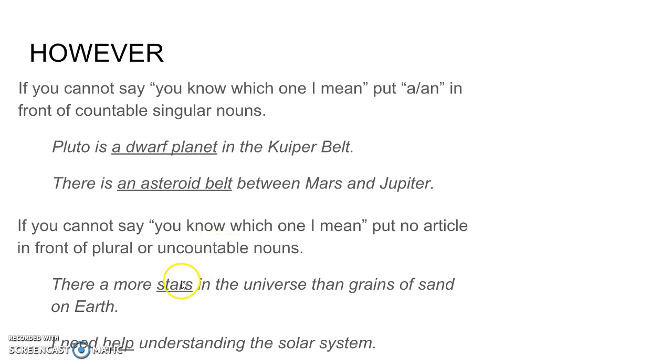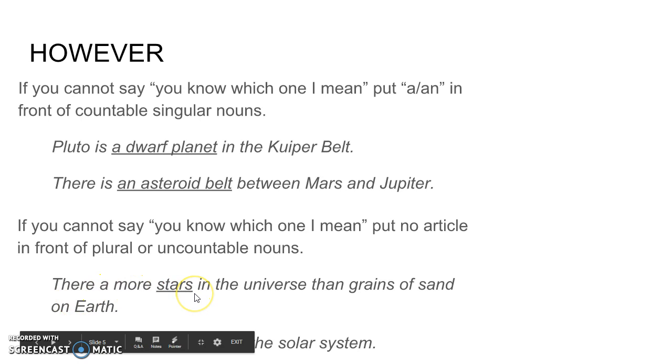If that is the case, then you put no article. So if it is plural or uncountable, and it does not pass the "you know which one I mean" test, if you don't know which one is being referred to, then you do not put any article, no article.